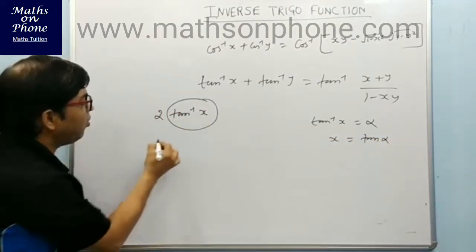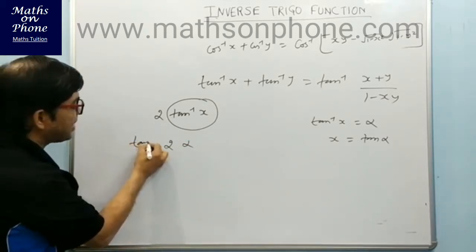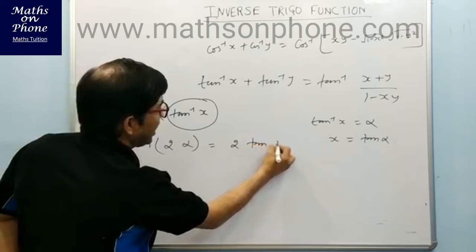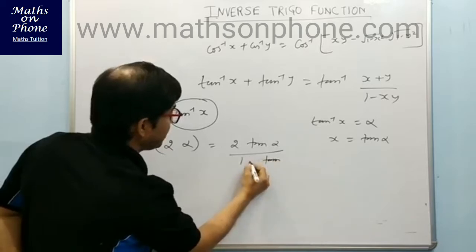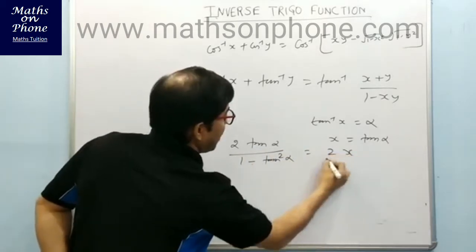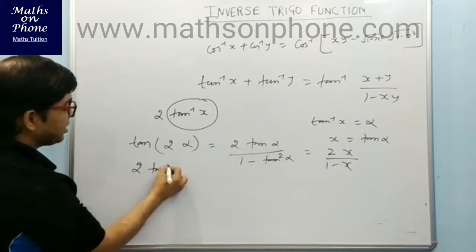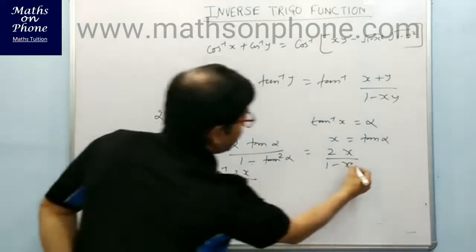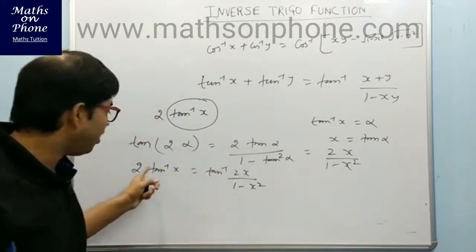So you need to find the value of 2 alpha here. If you just proceed, tan 2 theta is 2 tan theta by 1 minus tan square theta, so 2 tan alpha by 1 minus tan square alpha. So this can be 2x by 1 minus x square. So 2 alpha, that is 2 tan inverse x, will be tan inverse of 2x by 1 minus x square. Easily you can just write the formula of 2 tan inverse.